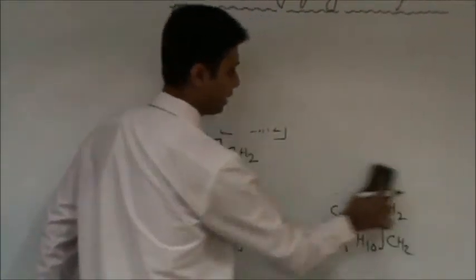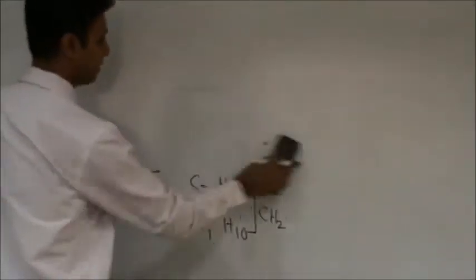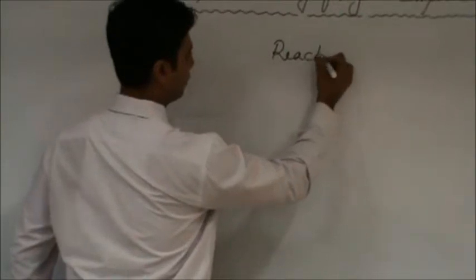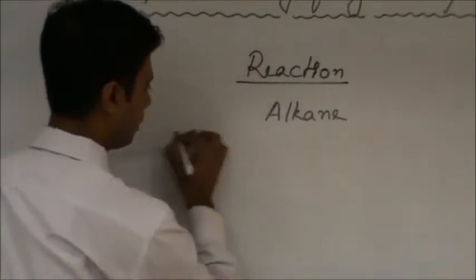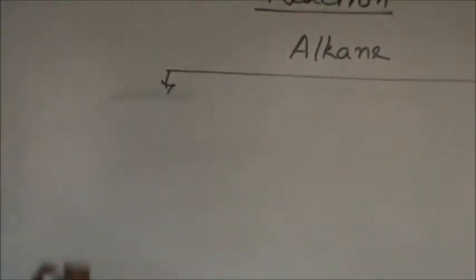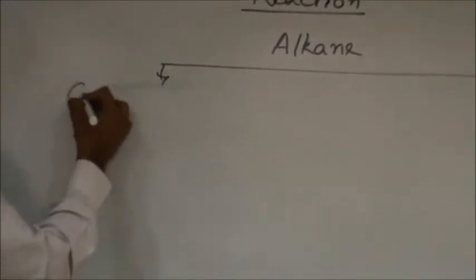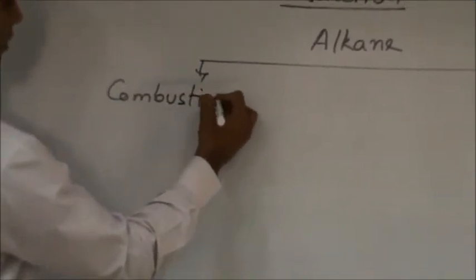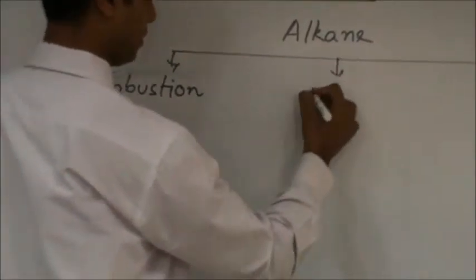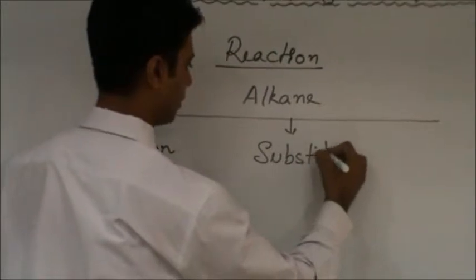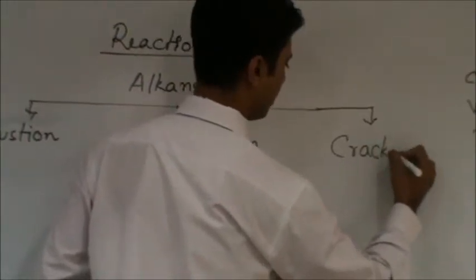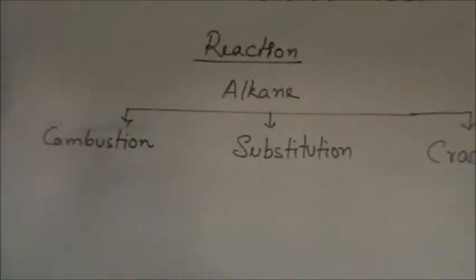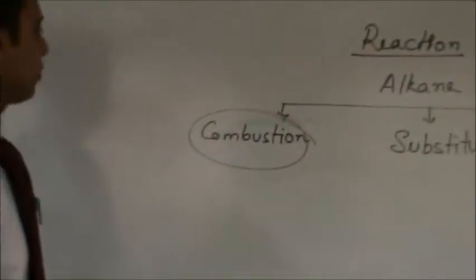Let us study the reactions involving alkanes and alkenes. The three major types of reactions involving alkanes are combustion reaction, substitution reactions, and cracking. What is a substitution? What is a combustion reaction?